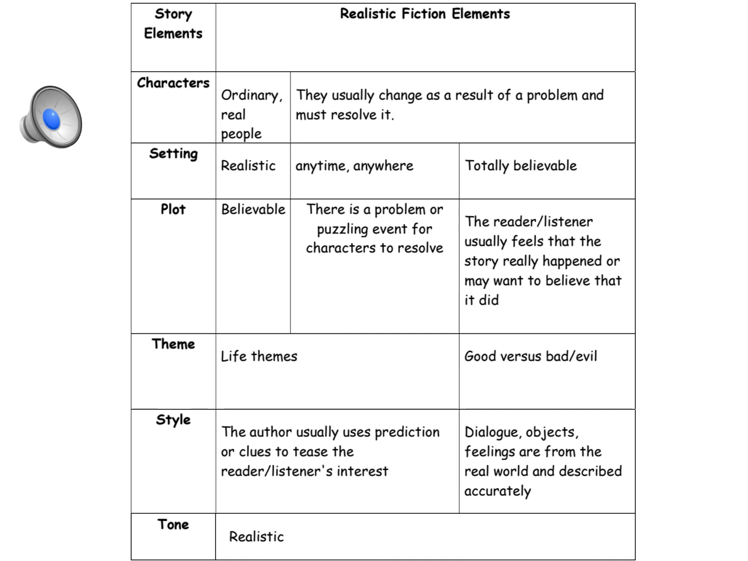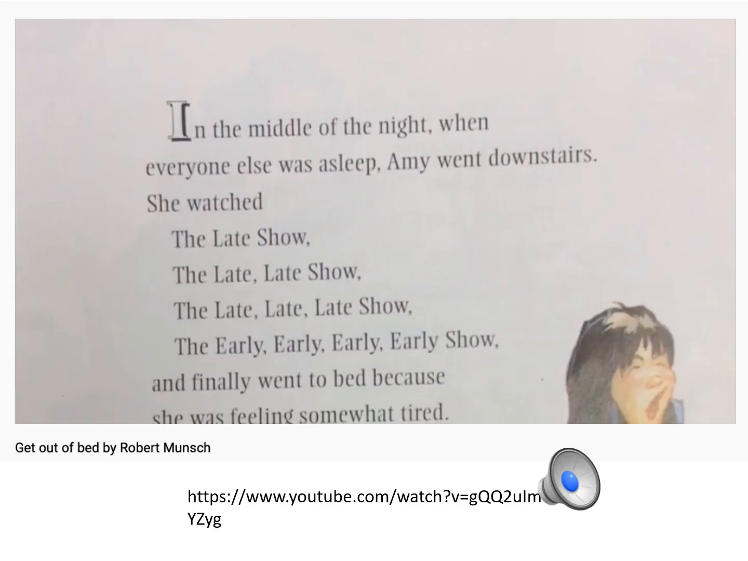So the book I've chosen to help us with this is another Robert Munsch book. It's called Get Out of Bed. Here's a link to the book, guys. You can check it out on YouTube. You'll see the story is about a girl who falls asleep and would not wake up.